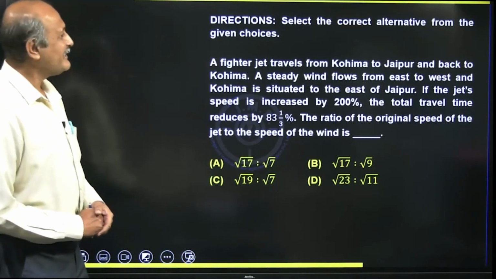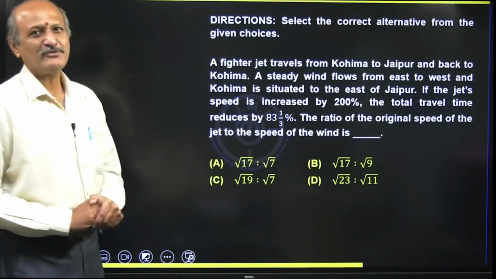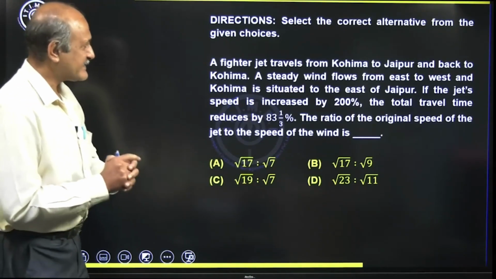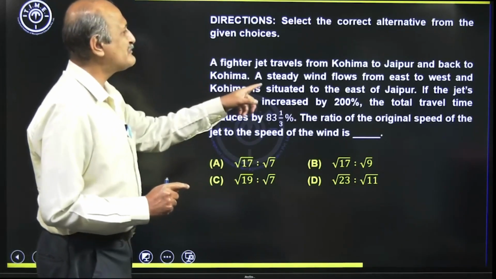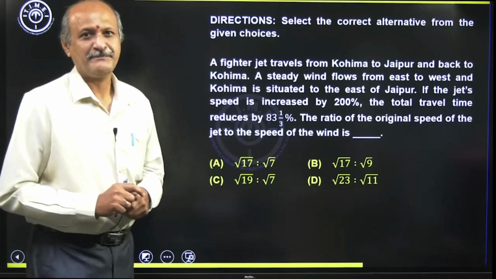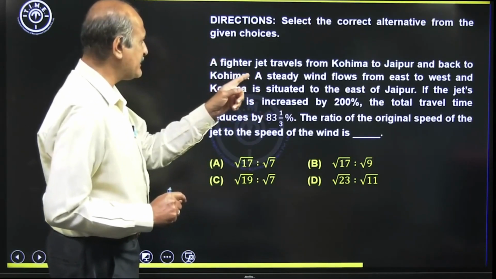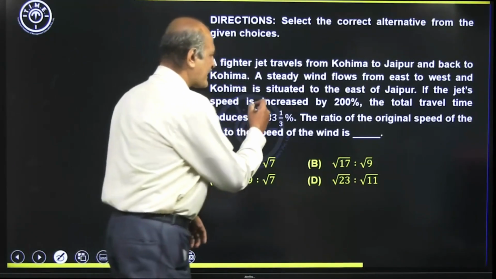It reads, a fighter jet travels from Kohima to Jaipur and back to Kohima. It is traveling between two places here, Kohima and Jaipur. A steady wind flows from east to west, and Kohima is situated towards the east of Jaipur. Kohima is on the east and Jaipur is on the west. It reads, if the jet's speed is increased by 200%, please mind this carefully.